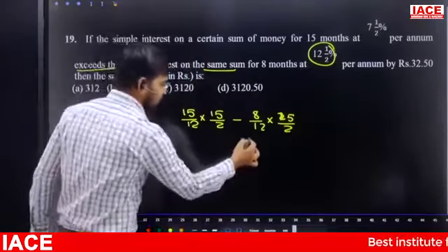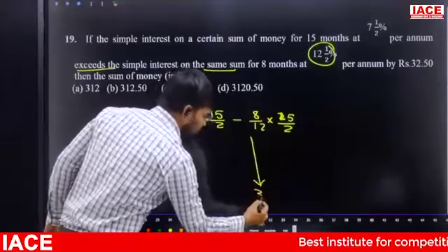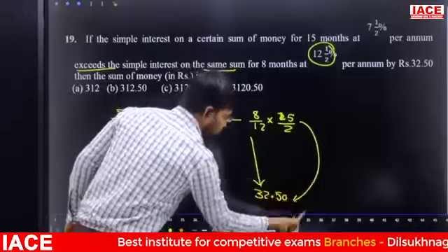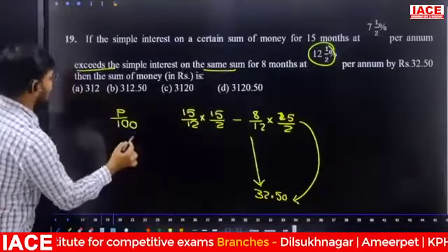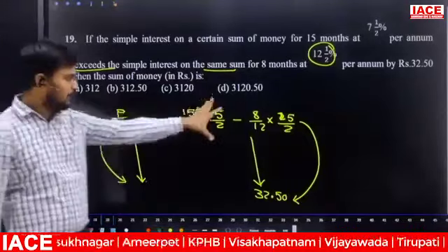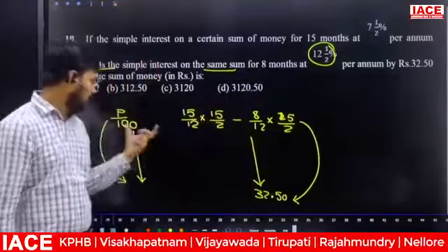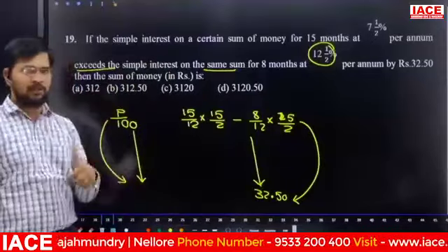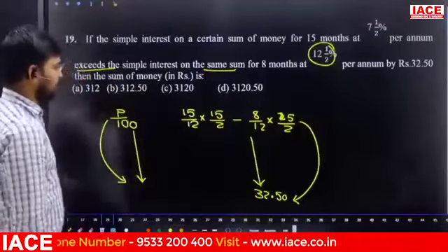This difference will be equivalent to what? 32.50. How many times does it go? They're asking for the principal, so that many times it goes. The difference is 32.50, and according to 100 it is this much. So according to our problem, 32.50 is how much?